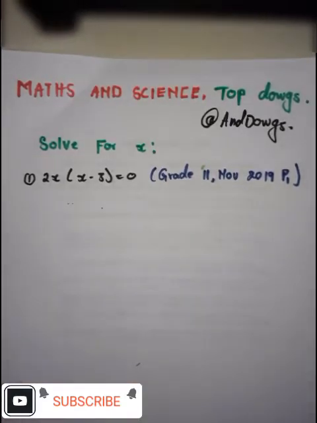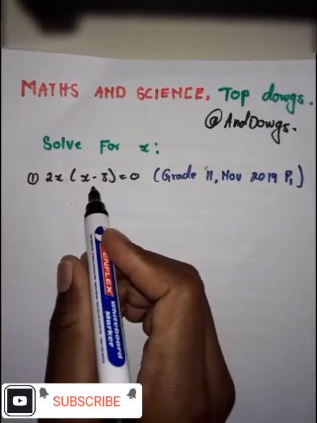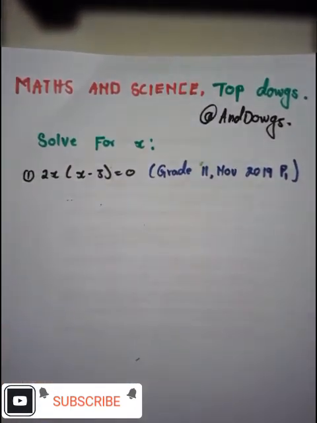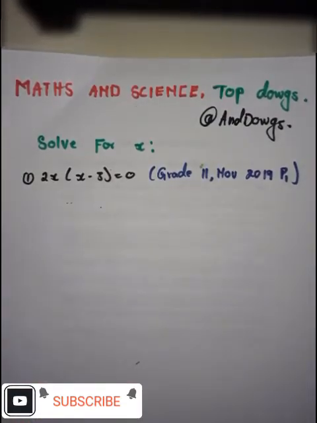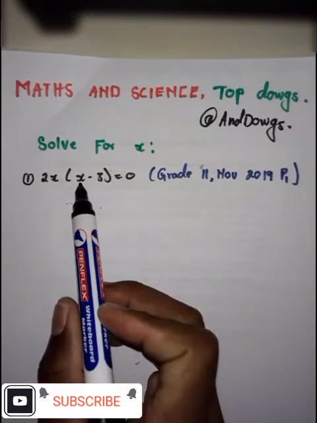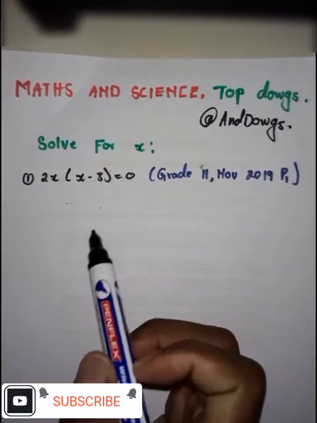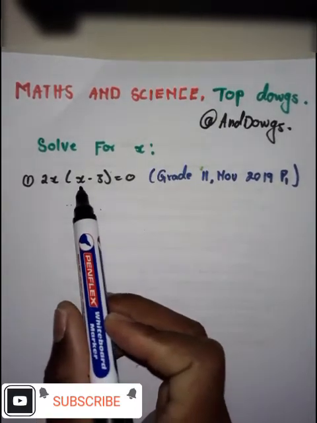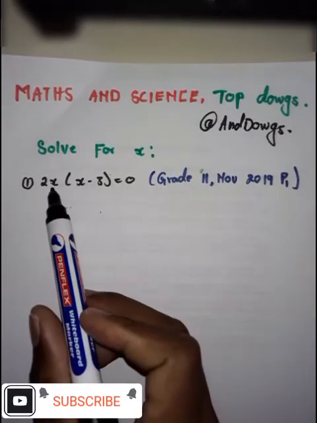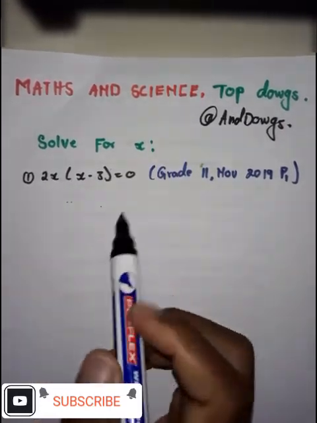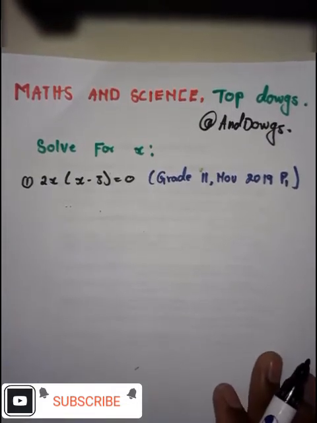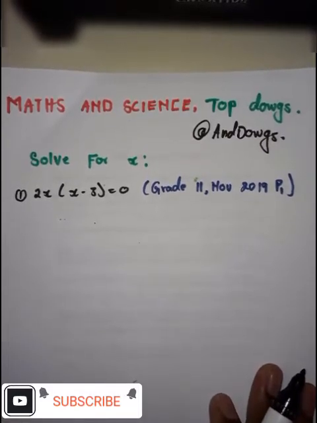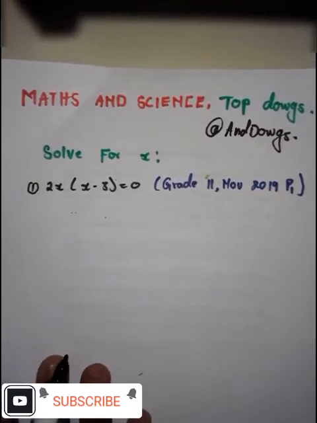Here you have 2x open bracket x minus 3 close bracket is equal to 0, and then they're saying solve for x. So the meaning of solve for x is they're asking which value of x we can put here in order to get 0. That value will make this expression 0, right? If we were guessing we'd just guess, but in maths we don't guess, we have to calculate that value. So now we have to come up with a way to calculate that value.